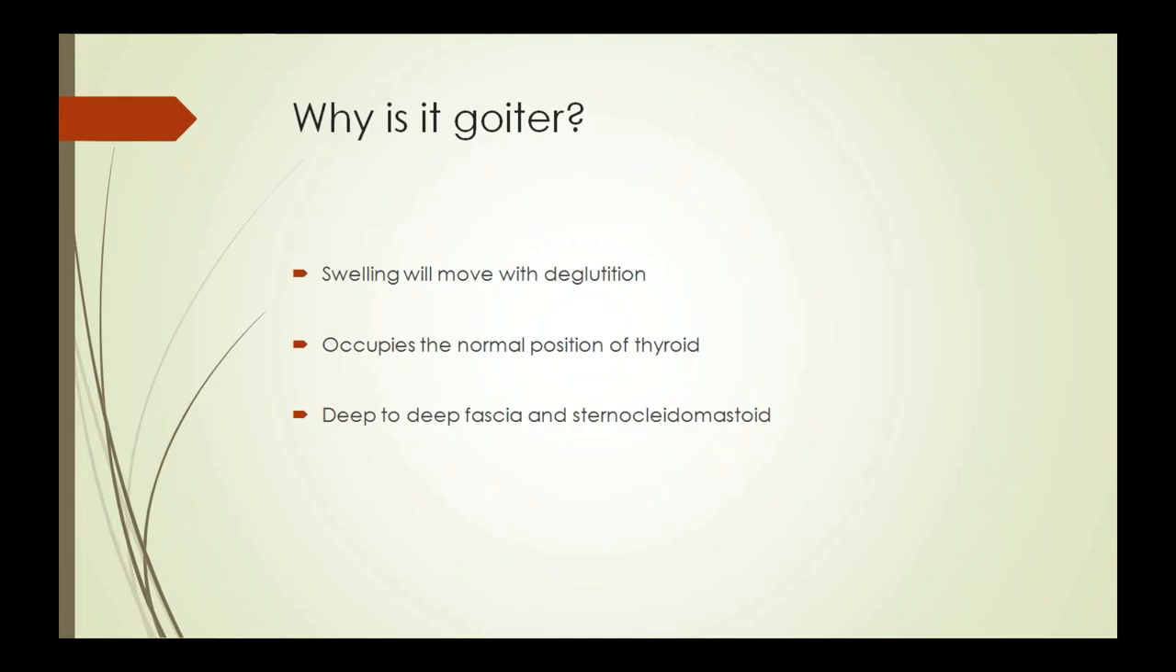Another reason is the Berry's ligament, which is attached to the cricoid, which is a condensation of the pretracheal fascia. So again, the thyroid gland will move up and down with deglutition. So that is the reason that it moves with deglutition. The other thing is the swelling occupies the normal position of thyroid, and the swelling is deep to the deep fascia and sternocleidomastoid. That is, when the patient stretches the neck, the swelling will become less prominent. So that is why it is goiter.